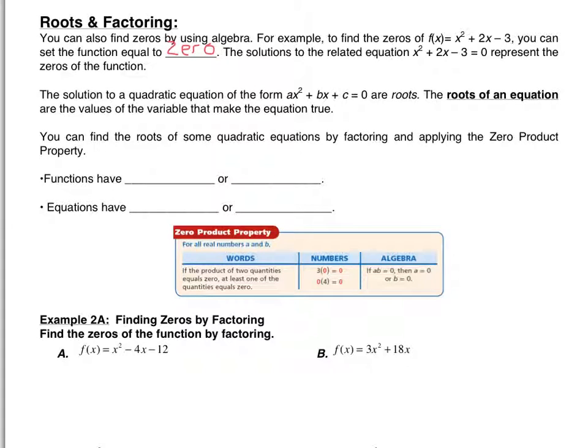The solution to a quadratic equation of the form ax squared plus bx plus c equals 0 are roots. The roots of an equation are the values of the variable that make the equation true. You can find the roots or solutions of some quadratic equations by factoring and applying the zero product property. So functions have zeros or x-intercepts. And equations have roots because we square root, fourth root, third root, or we solve, so they are solutions.